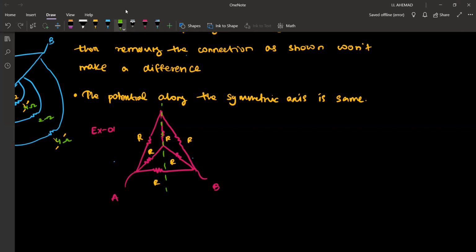What can you tell about this resistor? Will this resistor work or it won't? So you must think, will there be a current flow through this resistor? It won't. What is the reason? It won't work. What is the reason? No potential difference, right? So what you can do, you can just remove that.